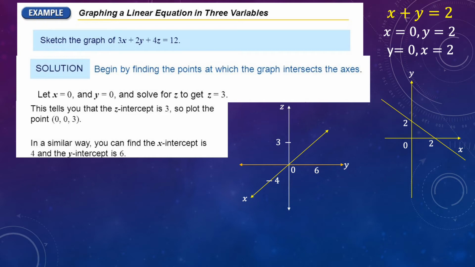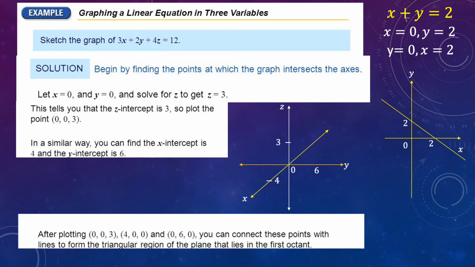After you plot the three intercepts, you join them up together with straight lines. 3 to 6, 6 to 4, and 4 to 3, we'll get a plane, right? So you join up, you get a plane like this. So this is how you sketch a linear equation in three variables.